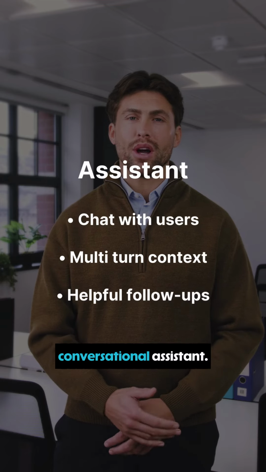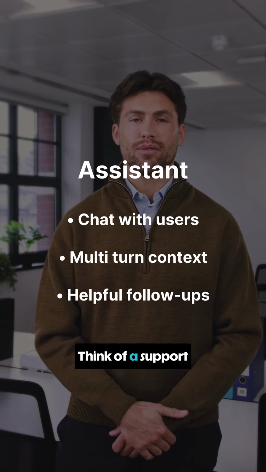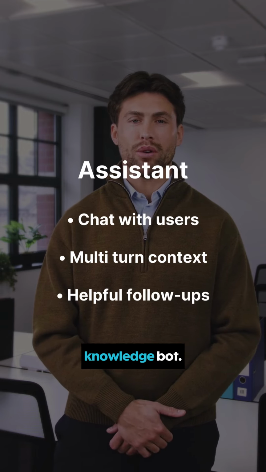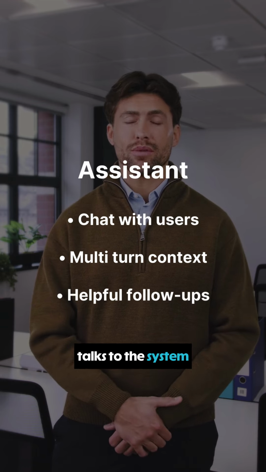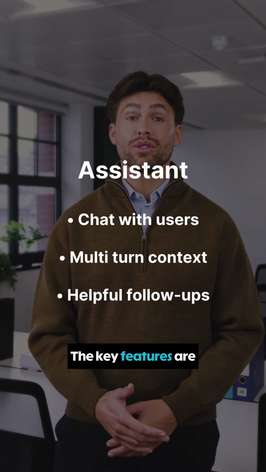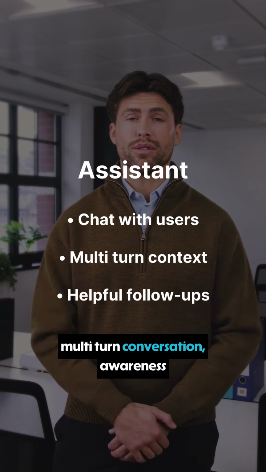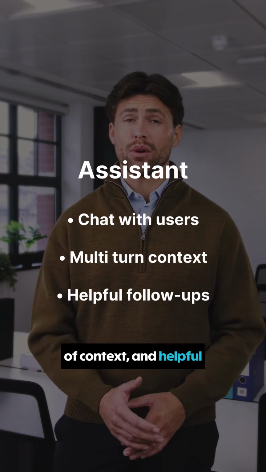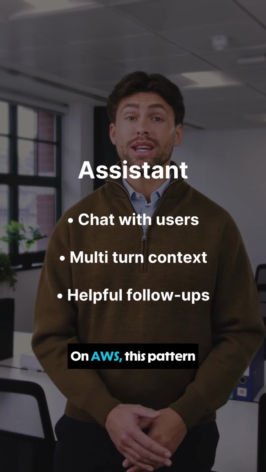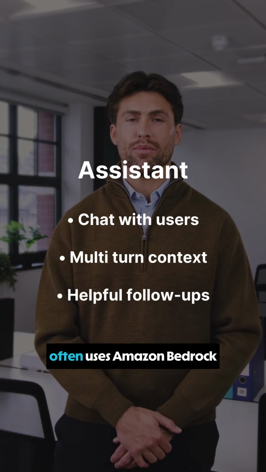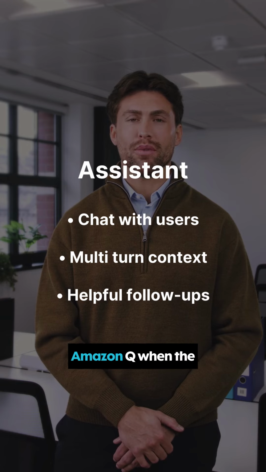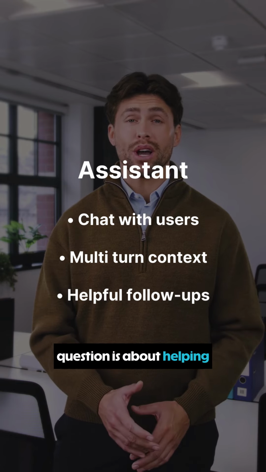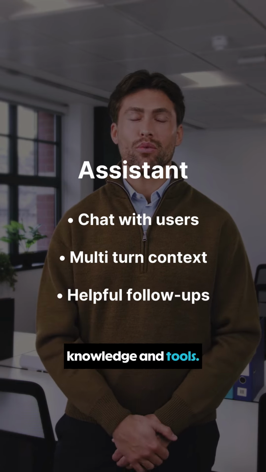Pattern 1 is the Conversational Assistant. Think of a support copilot or an internal knowledge bot. The user has a chat-style interface and talks to the system in natural language. The key features are multi-turn conversation, awareness of context, and helpful follow-up questions. On AWS, this pattern often uses Amazon Bedrock for the foundation model and can also use Amazon Q when the question is about helping people work with company knowledge and tools.